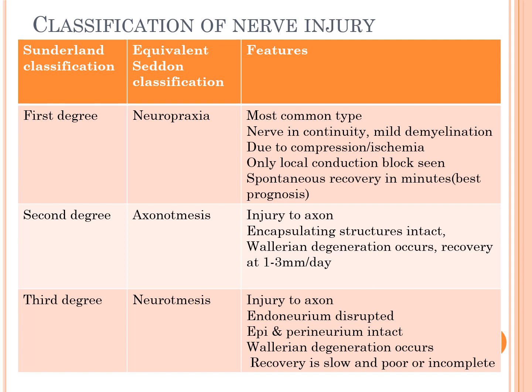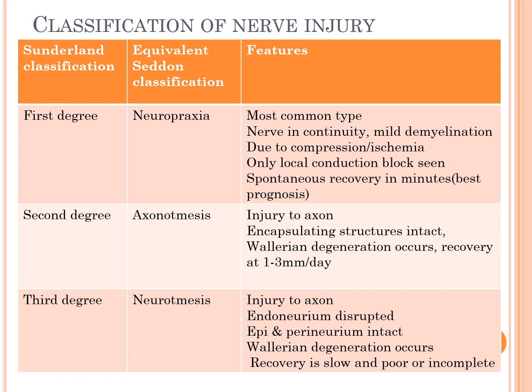The 1st degree is the most common type because it occurs mostly when there is pressure applied to a nerve for a prolonged time. Because of this, there may be compression. When there is prolonged pressure, compression in the nerve leads to ischemia, which may cause mild demyelination in the nerve, but there will be no disturbance in the nerve continuity. Nerve will be in continuity.